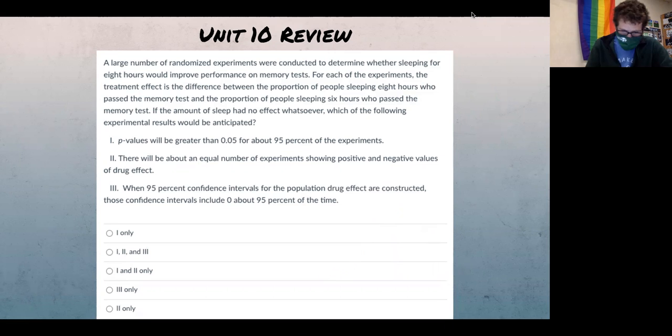All right. So the first one is good. So I can cross out these two. So I've already been able to narrow it down. At this point, at least it's a 33% chance of getting it right. So with the second one, there will be about an equal number of experiments showing positive and negative values of drug effects. Same thing as before.